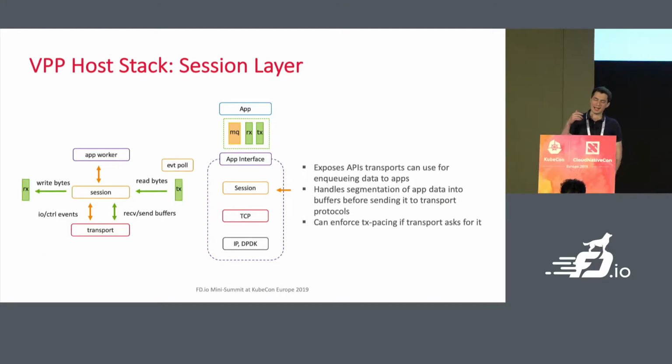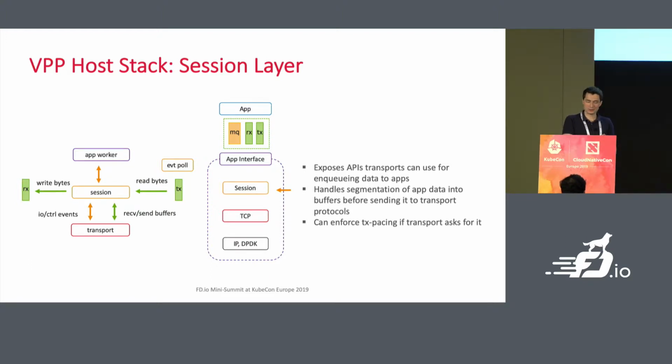Now, if the app interface was the one component that knew how to talk with external applications, the session layer is the one that knows how to interact with transport protocols southbound. So it exposes APIs that allow those transport protocols to exchange messages on the one hand, and on the other hand, to exchange data. That is, it has APIs that allow transports to enqueue data towards the applications.